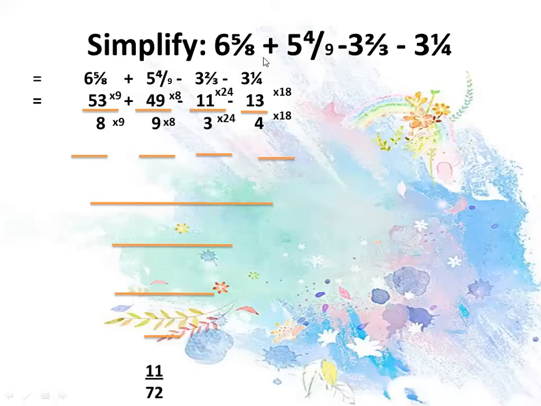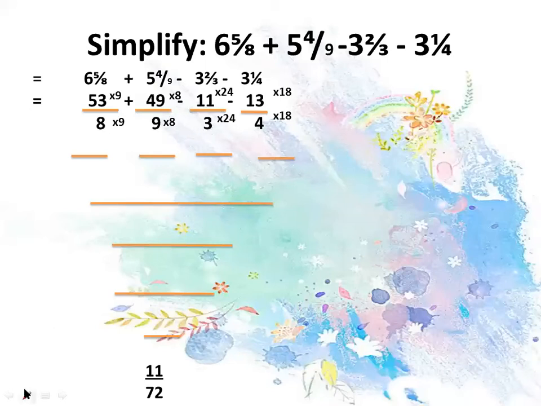you will convert your mixed fractions into improper fractions, which means you will get here 53 upon 8, 49 upon 9, 11 upon 3, and 13 upon 4. How will you get it? After converting your mixed fractions into improper fractions. Okay, if it is very difficult for you, what you will do is get 8, 9, 3, and 12 here.